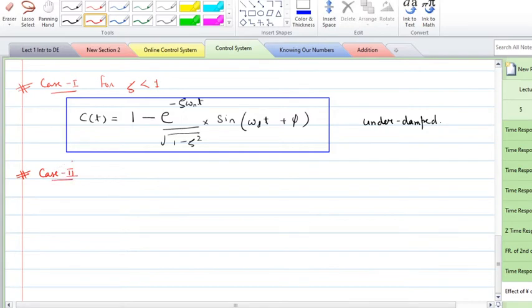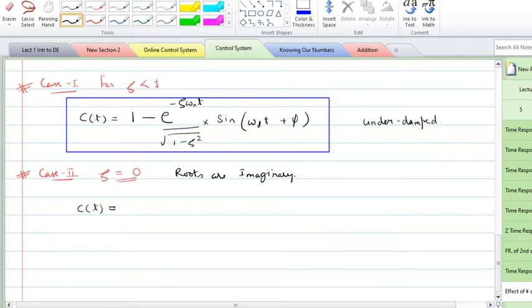Let's see another case. If zeta is equal to 0, as you know, if we put zeta equal to 0 in this case, the roots are imaginary. Okay, purely imaginary.